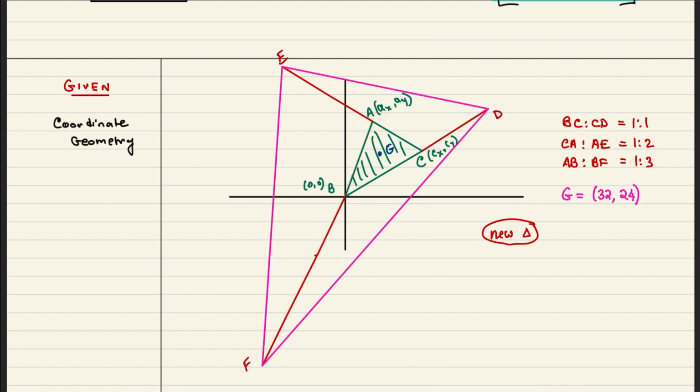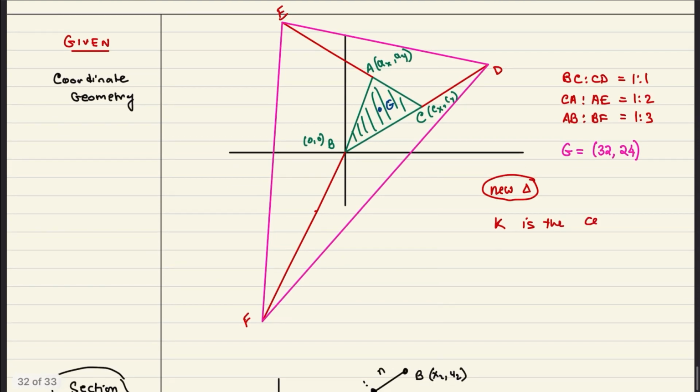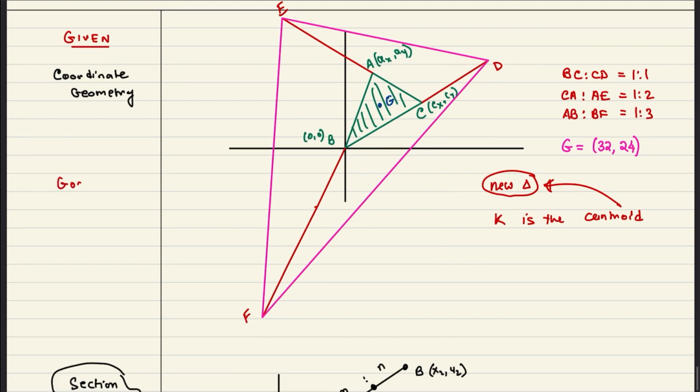Now suppose K is the centroid of the new triangle. Our goal is to find out the length of GK. The length of GK. So in this particular problem, we need two ideas.